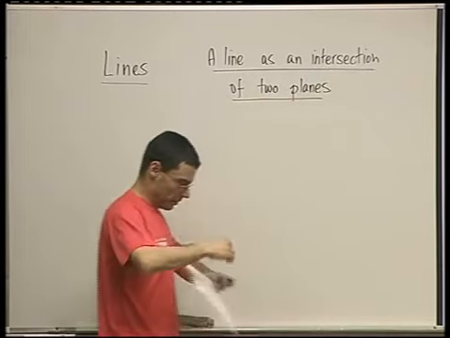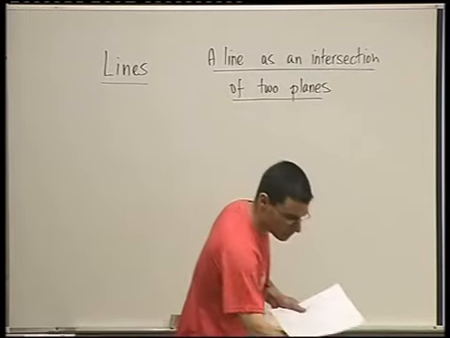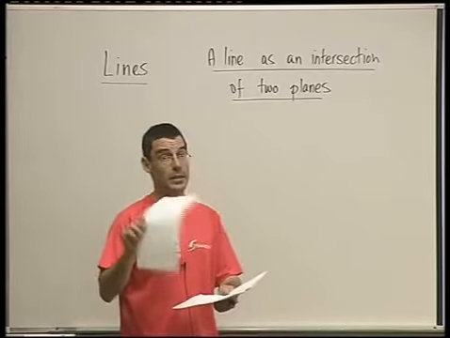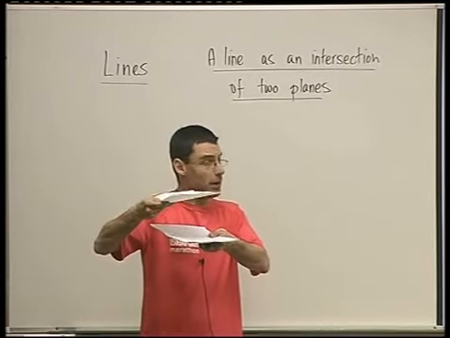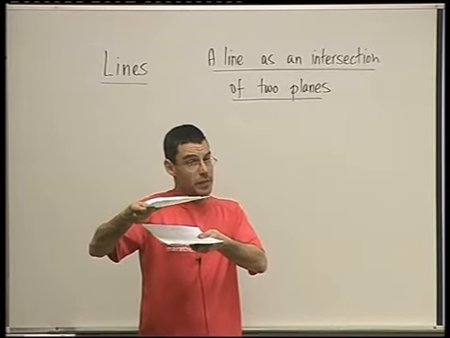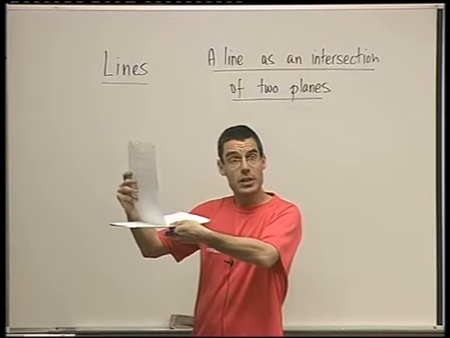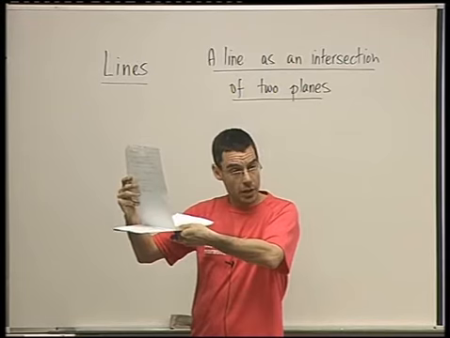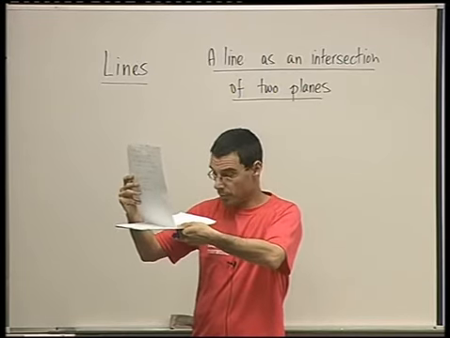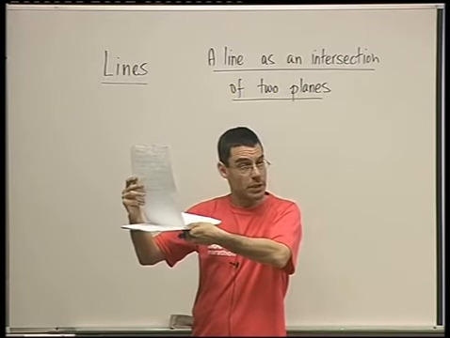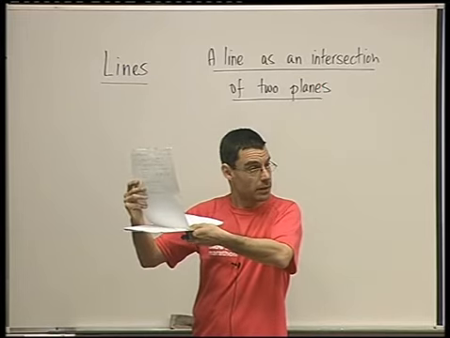So if you think about it for a minute, if you take two planes, and suppose they're not parallel. If they're parallel, they're not going to intersect, right? But if they're not parallel, then they intersect, and their intersection, the points that are on both planes, form a line. Do you agree? Do you see that? Does everybody see that? Okay.